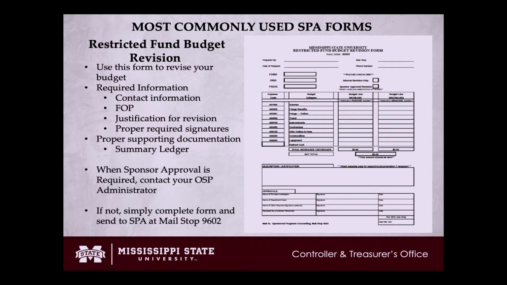Keep in mind when sponsor approval is required that you need to contact your administrator at the Office of Sponsored Projects, so that we can follow the proper channels. That approval will come in the form of a modification and will be routed to our office along with this form, at which time we will key the entry and revise the budget. If you do not need sponsor approval, then simply complete this form and send it to us at SPA.